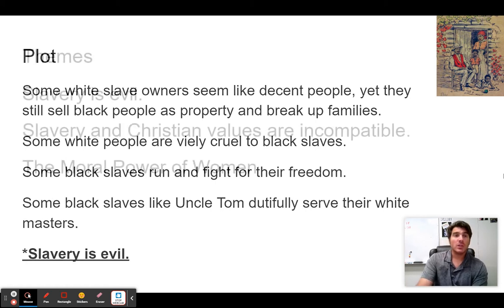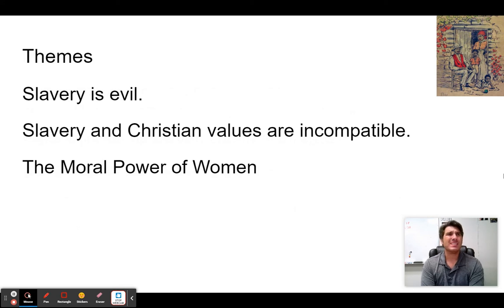All right. So some of the themes: definitely slavery is evil. Okay, Beecher Stowe makes that clear. Slavery is evil, and you see that. Uncle Tom's Cabin was written after the Fugitive Slave Act of 1850 was passed. The Fugitive Slave Act made it illegal for anyone to help a runaway slave. So this novel attacked the law and the institution it protected. It ceaselessly advocated the immediate emancipation of the slaves and freedom for all people.